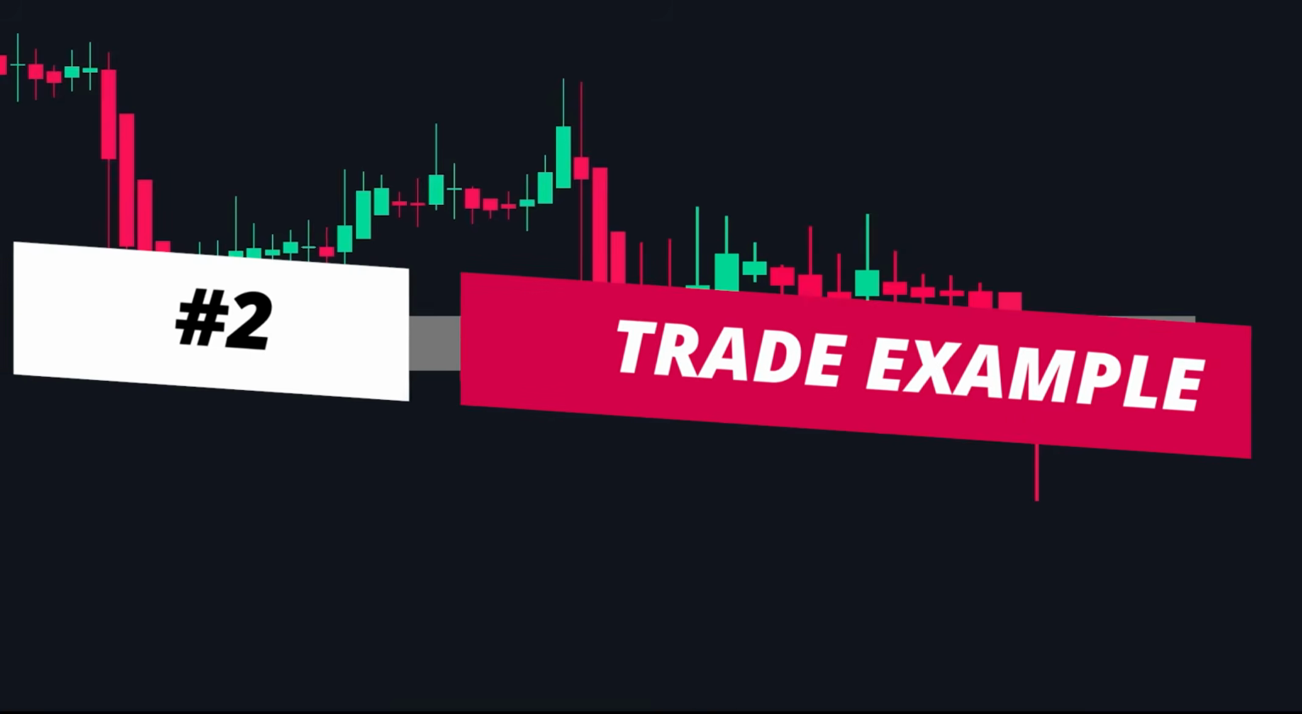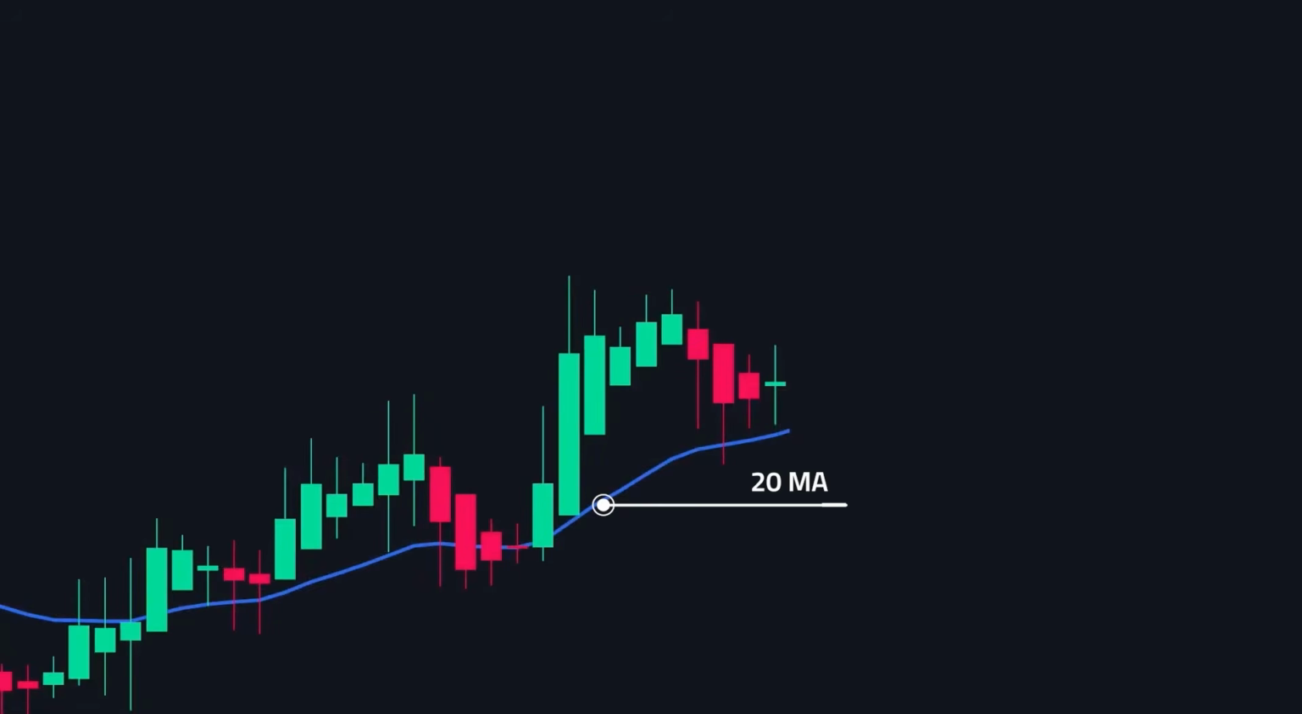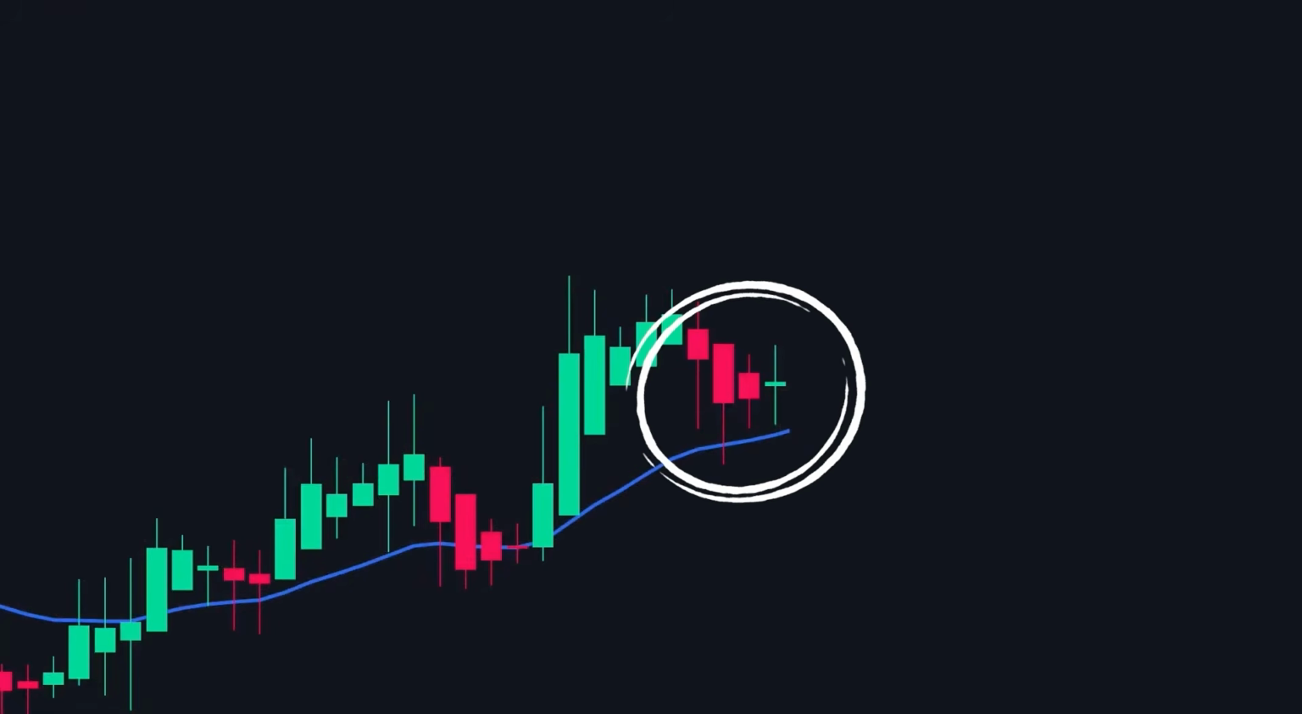An example of a trade using a moving average. We use a 20-period moving average on the charts. The price is trading above the upward sloping moving average, signaling an uptrend. Historically, the moving average has offered support during pullbacks. This time, as the price returns to the moving average, we expect it to find support again.